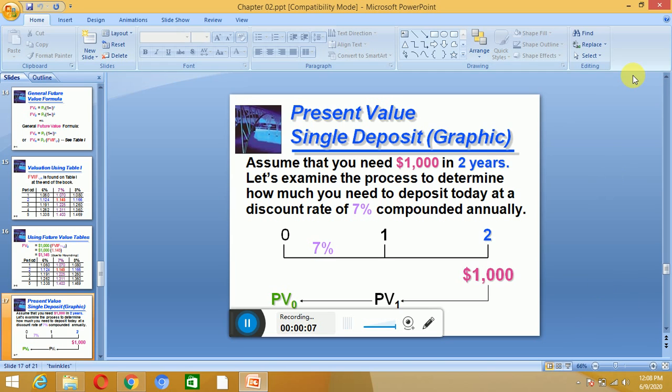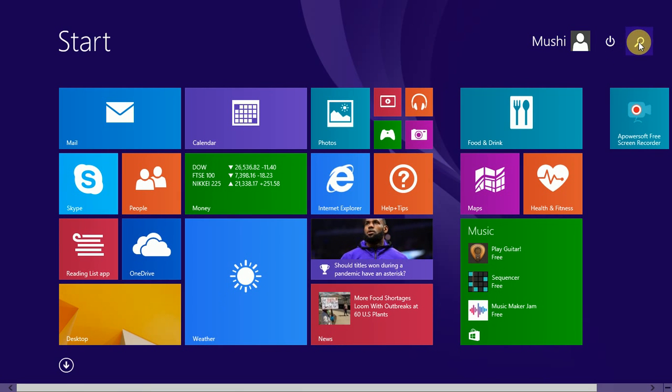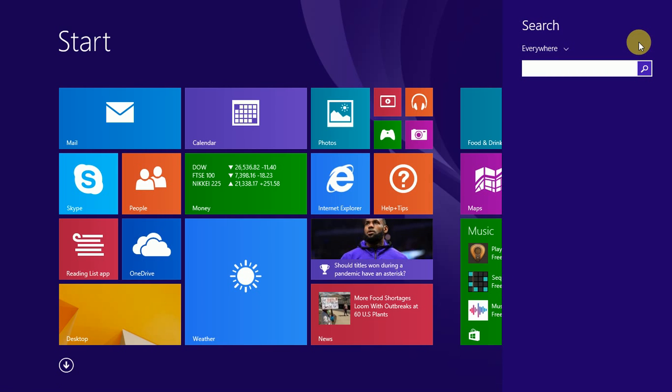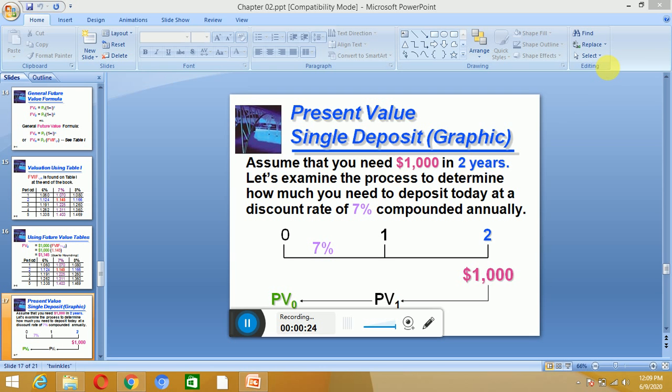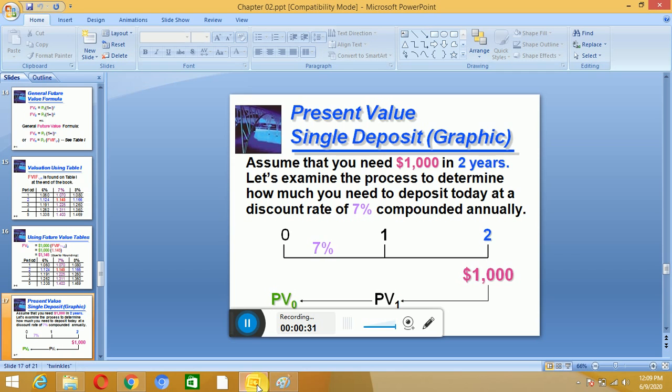In the previous class, if you remember, we discussed the time value of money. In time value of money, we discussed present value, future value, and these things.